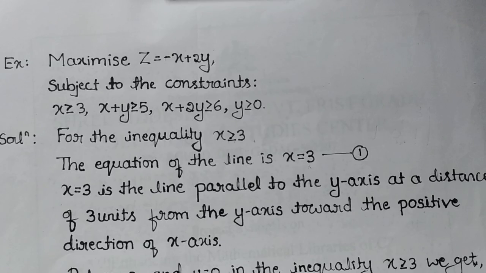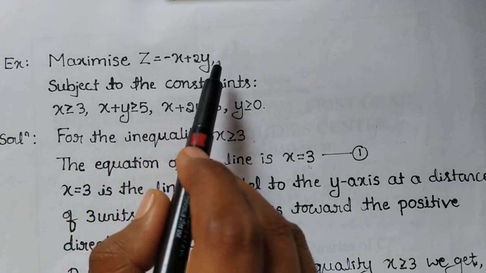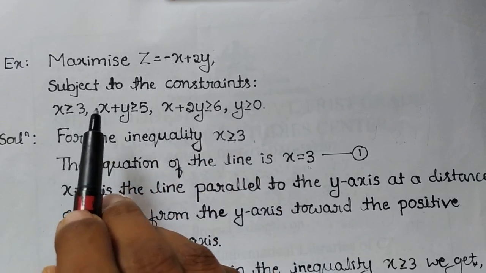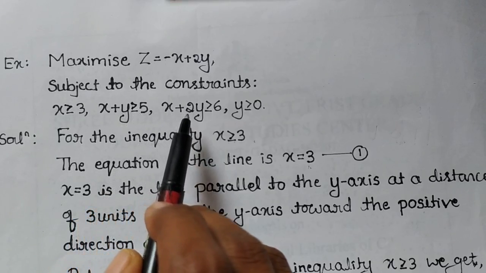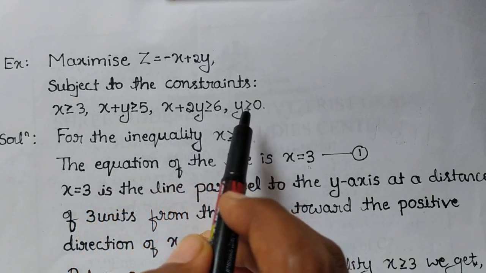Hello students, look at the next example of LPP containing unbounded feasible region. The question is: maximize z equals minus x plus 2y subject to the constraints x greater than or equal to 3, x plus y greater than or equal to 5, x plus 2y greater than or equal to 6, and y greater than or equal to 0.